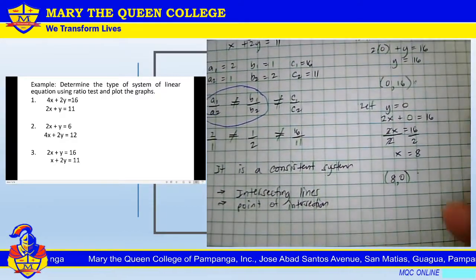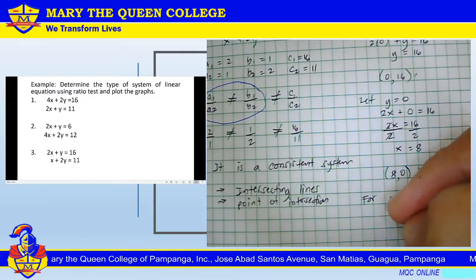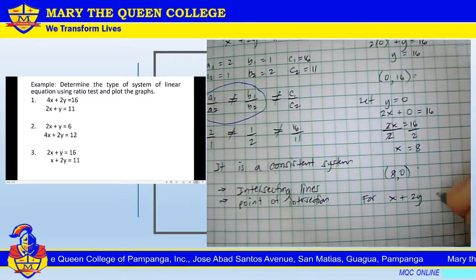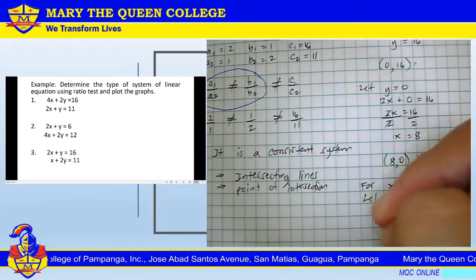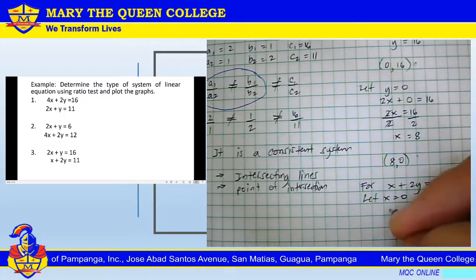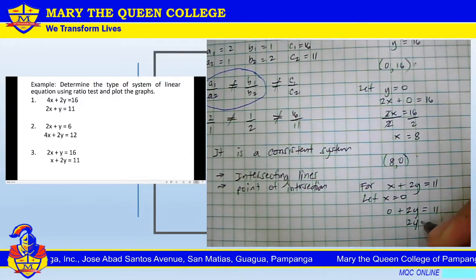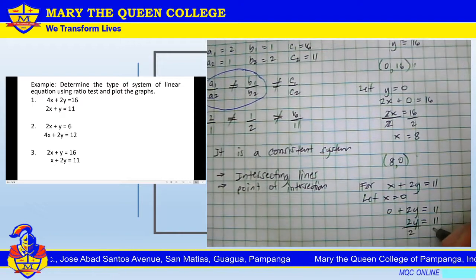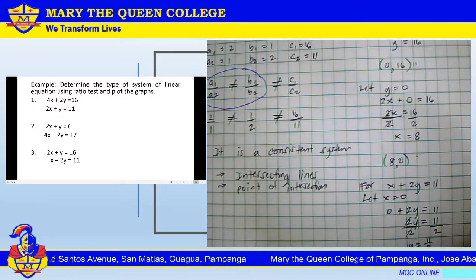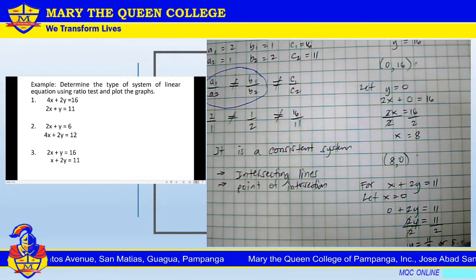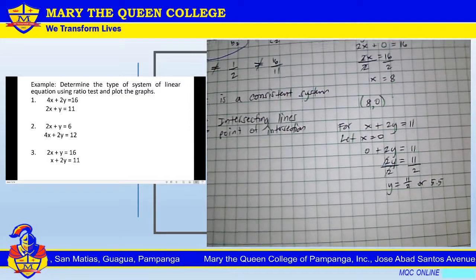Then for equation 2, x plus 2y equals 11, let x be equal to 0. So you have 0 plus 2y is equal to 11. 2y equals 11, over 2, over 2. Cancel. y is equal to 11 over 2, or this is 5.5. We will simplify. Okay?